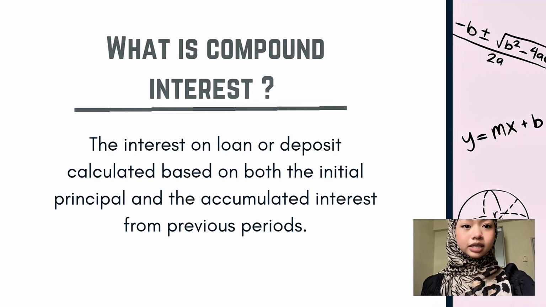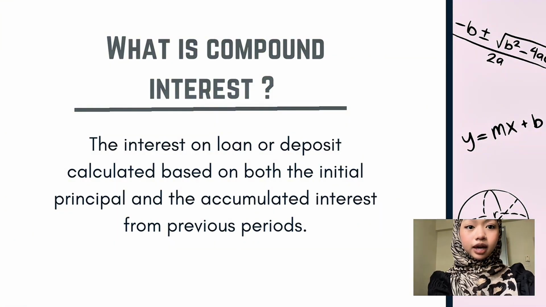Today I'm going to explain what is compound interest. Compound interest is interest that is calculated not only on the original amount of money but also on the interest that has already been earned. Unlike simple interest, which is only calculated on the principal amount, compound interest adds interest to the total amount regularly, such as yearly or monthly, and calculates the next interest based on that new total.